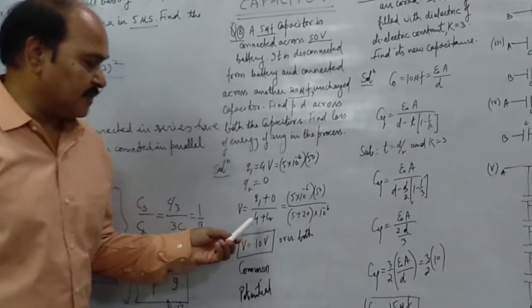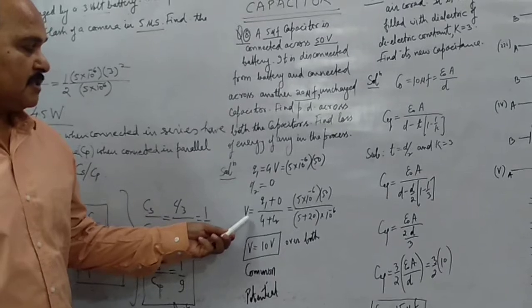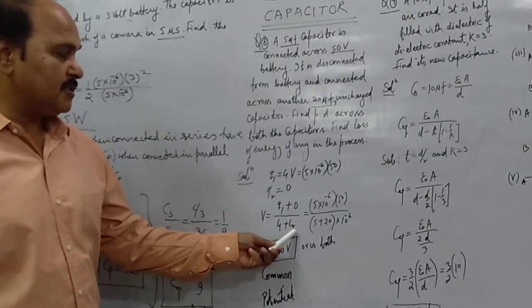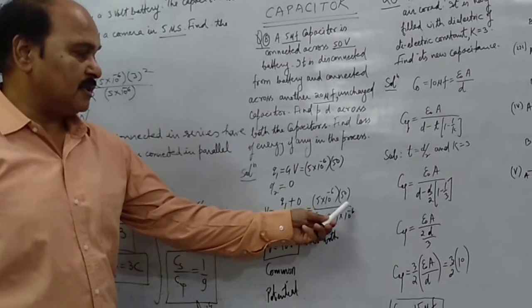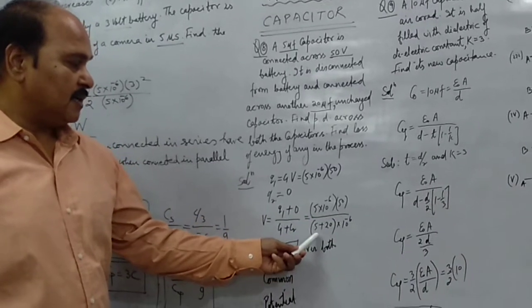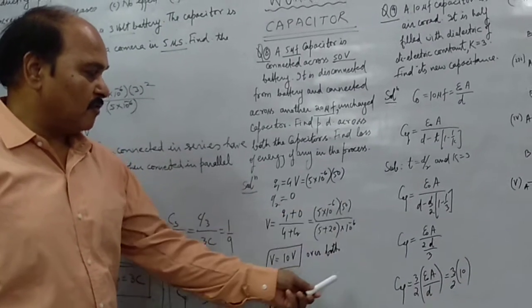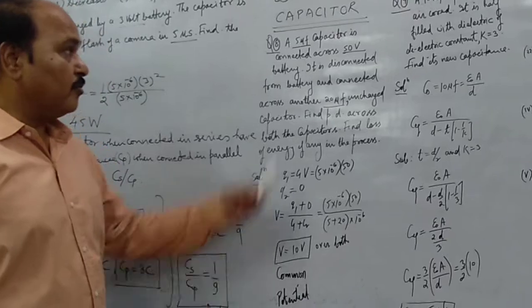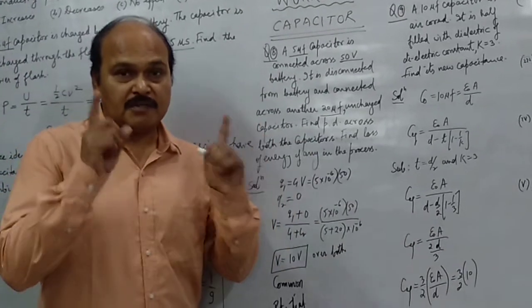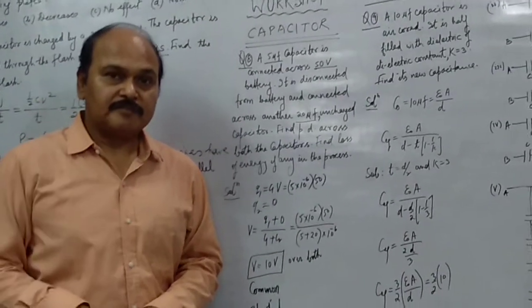So by conservation of charge, we get the formula for common potential as Q1 plus 0 upon C1 plus C2. This is Q1, the total initial charge, and this is C1 plus C2. We solve it, we get 10 volt each. So over both the capacitors, the potential difference will be 10 volt each.